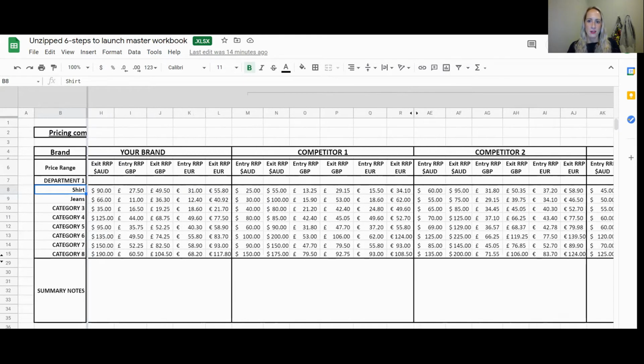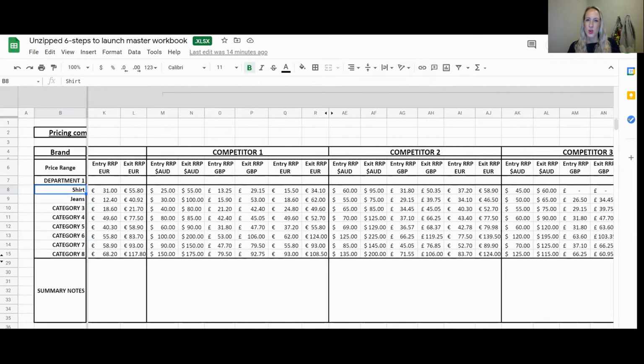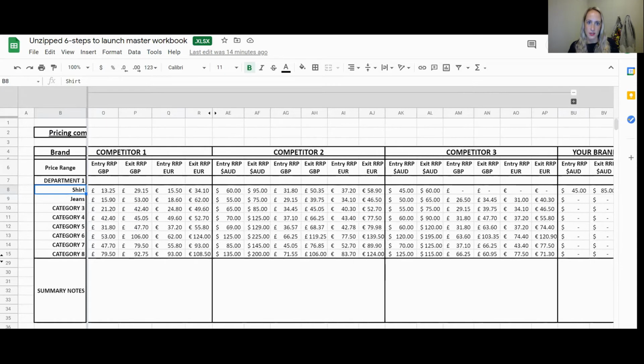Then you're entering your competitors. You're finding your competitors in the specific market you're selling in. If you're selling into the UK from Australia, you'd be looking at your competitors overseas. If you're looking at a pricing strategy for your own market, again, you'd be looking for the competitors directly selling in the same market as you. So discover who they are, enter their names in here, and you're going to be finding their price point.